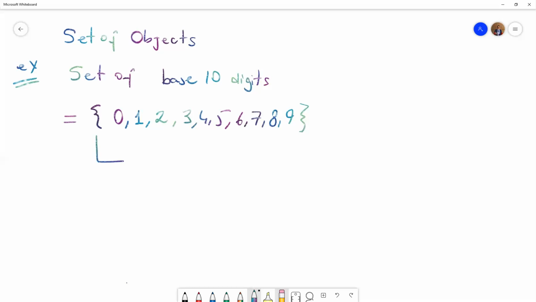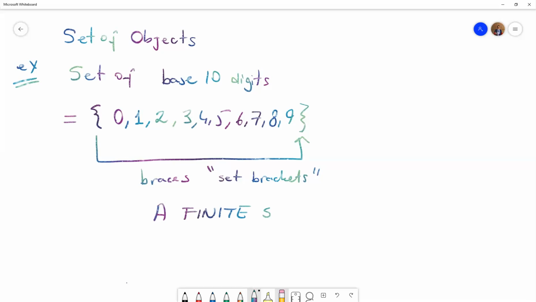These are braces, or we can say set brackets. It's important, as I said before, to know the information about these things in English also. You see, it's a finite set. That is, we have a countable number of elements in this set. Yes, next one.